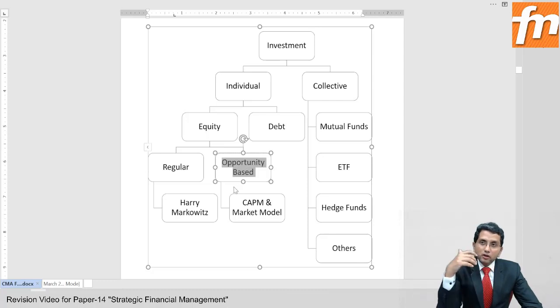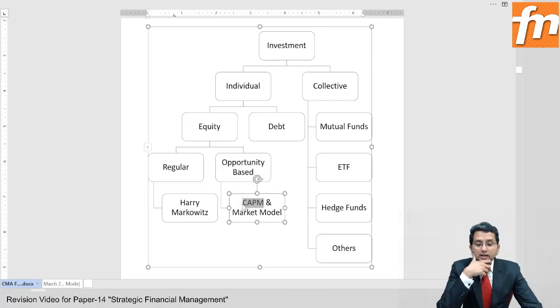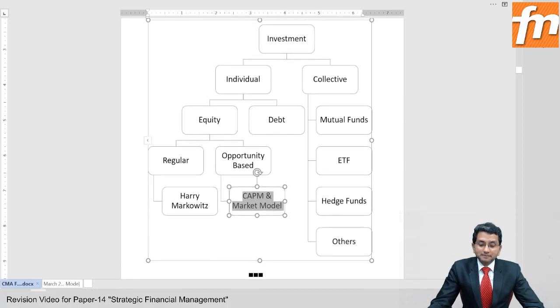So you are making your regular investment, that's a different portfolio. But at the same time, you find some interesting investment opportunity in the market suddenly. That is, you buy some undervalued securities, or you can sell some overvalued securities. That's opportunity based investment. How to identify which of the securities are undervalued or overvalued? So capital asset pricing model can help us a lot on this matter. We will study capital asset pricing model as well as market model for the same.